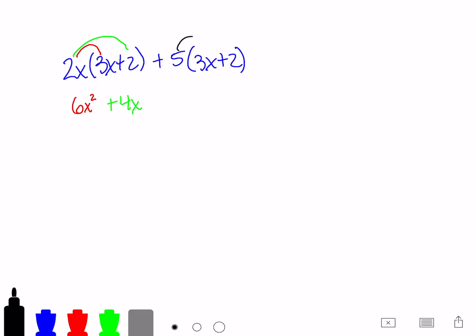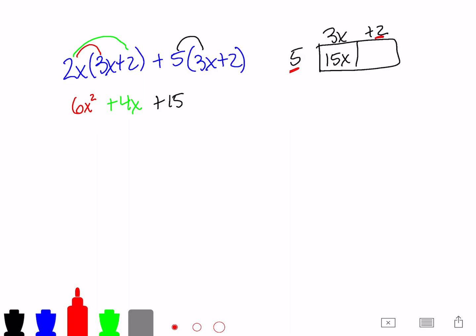And then we have to do a similar kind of thing here, so we distribute, or you could have set up a box where you have 5, and then 3x plus 2, and then you would get 15x. And then the 5 times the 2 gives you 10, so plus 10. Oh, I forgot my x.